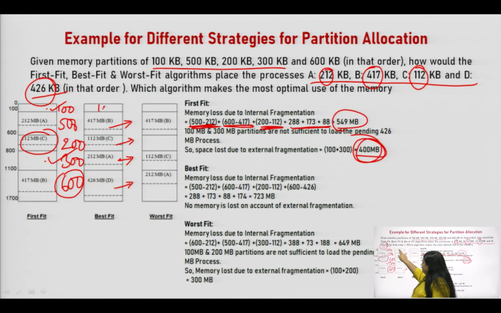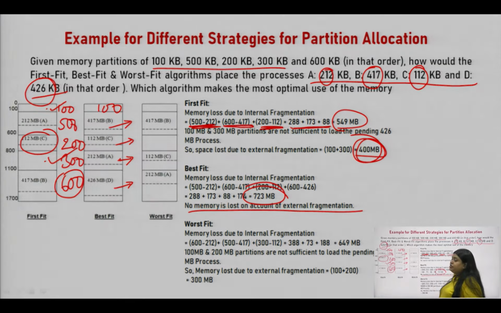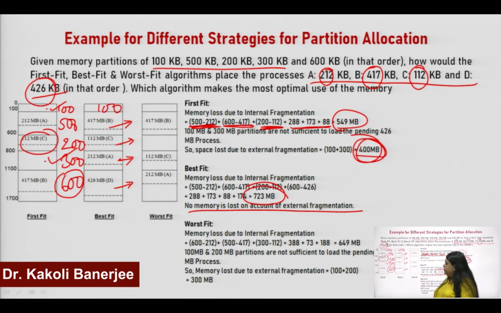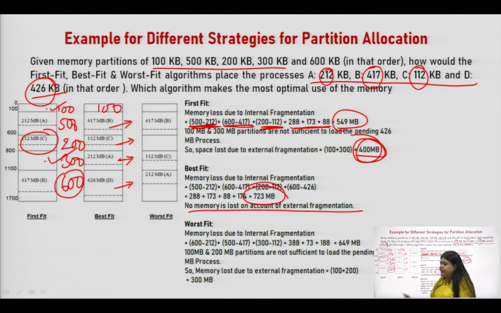This 100 KB block is still free, but we are not going to have any external fragmentation because there is no pending process; all the processes have been satisfied. So, you can find the total internal fragmentation, while the external fragmentation does not occur here. In the case of best fit, we do not have any external fragmentation.